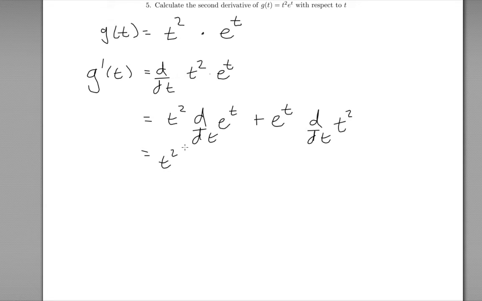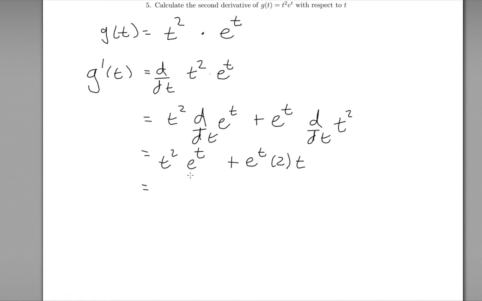So let's keep going. The derivative of e to the t with respect to t, we have a formula for this. It's just e to the t, so we just leave it alone, plus e to the t times the derivative of t squared with respect to t. Now we can use the power rule here, and the power rule says that we multiply the 2 down and we subtract 1 from the exponent. So this becomes times 2 t to the power of 2 minus 1, which is just 1. So t to the power of 1 is just t.